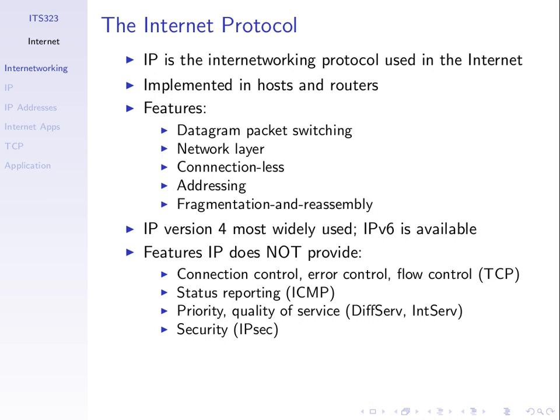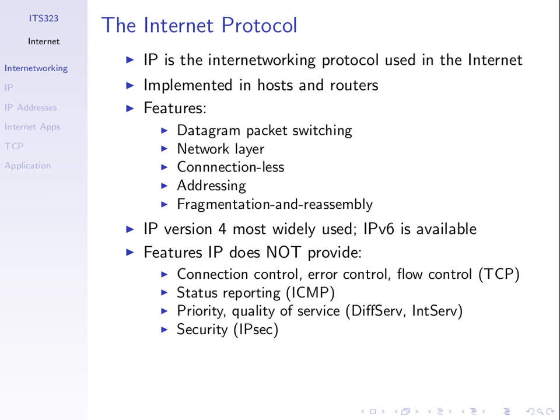In the past, people developed different internetworking protocols, but it turned out that the Internet Protocol became the most popular. And that's all we talk about in this course, IP. In fact, with the Internet Protocol, there are different versions. It's been improved over time. The most widely used version is IP version 4. But there was a new version, around for many years now, called IP version 6.